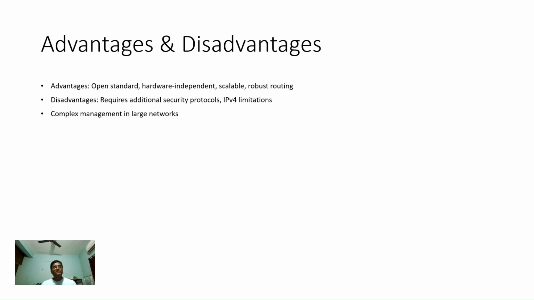And coming ahead to the advantages and disadvantages, the advantages are open standards, which is one big advantage, and scalable and robust routing. Whereas the disadvantages, definitely there are some: IPv4 limitations, and complex management when it becomes a large network. So all this forms some of the disadvantages.